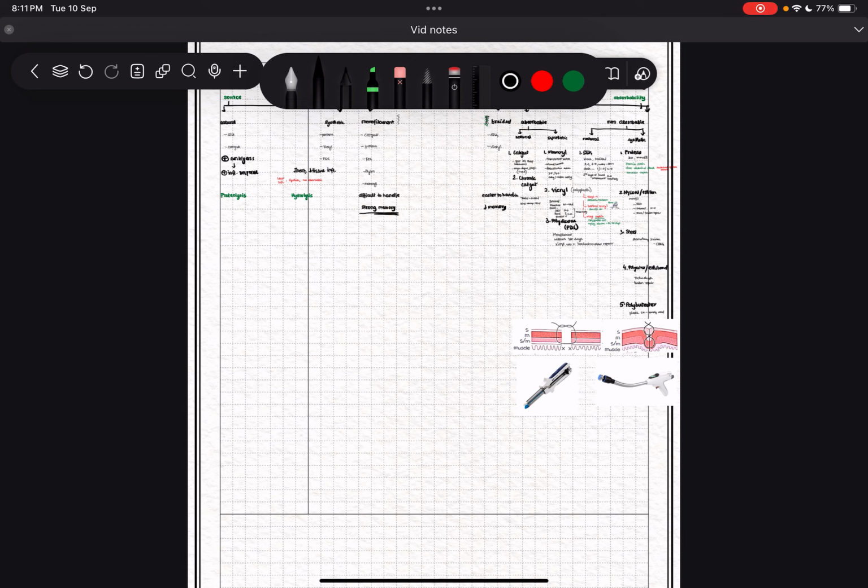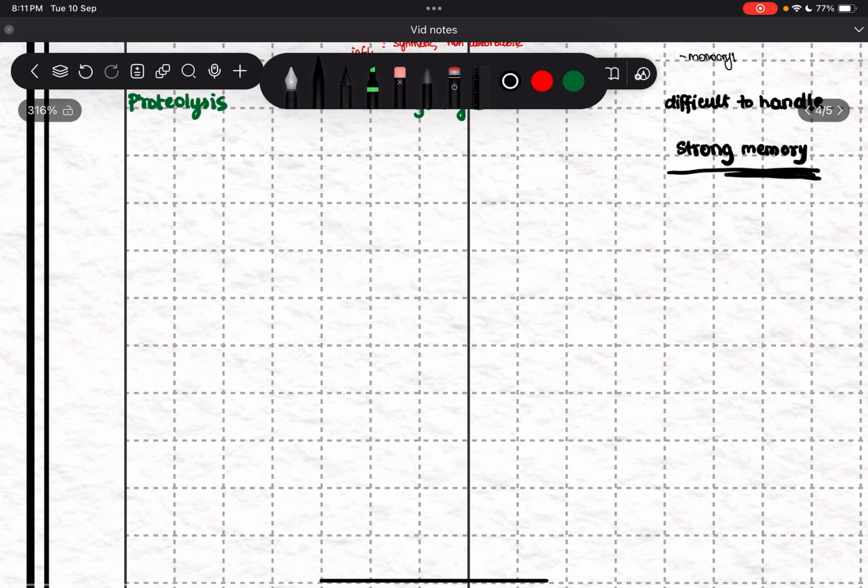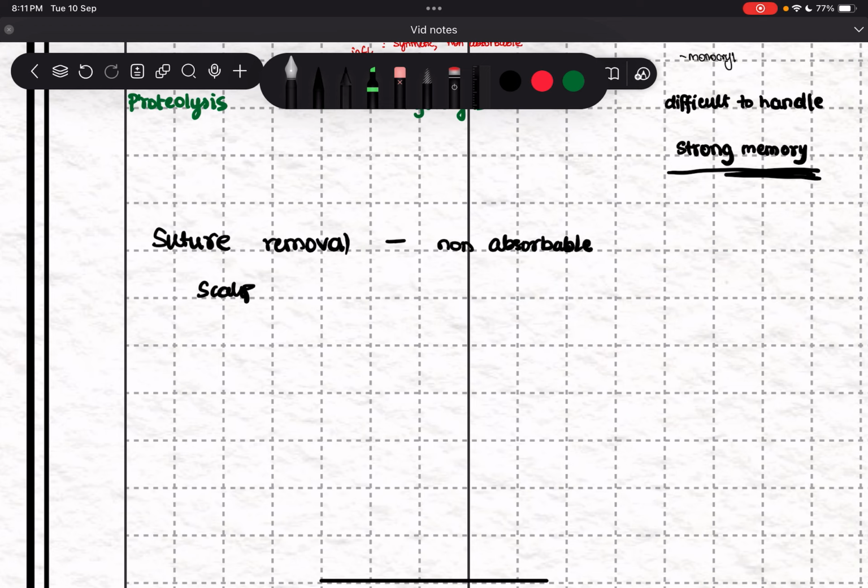Now, coming to suture removal. When we give non-absorbable sutures, they come for suture removal. After how many days can a particular suture removal be done? Let us see for non-absorbable sutures. For the scalp, it is 5 to 7 days. Face, 3 to 5 days. This is the earliest.